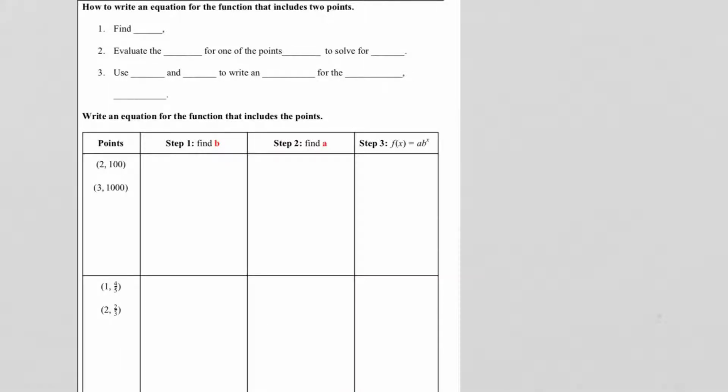So the second section of our guided notes deals with how to write an equation for the function. So first we need to find b, and remember f of x is equal to a times b to the x, and we evaluate the function for one of the points given to solve for a. And we can find b by taking f of x plus 1 and dividing it by f of x.